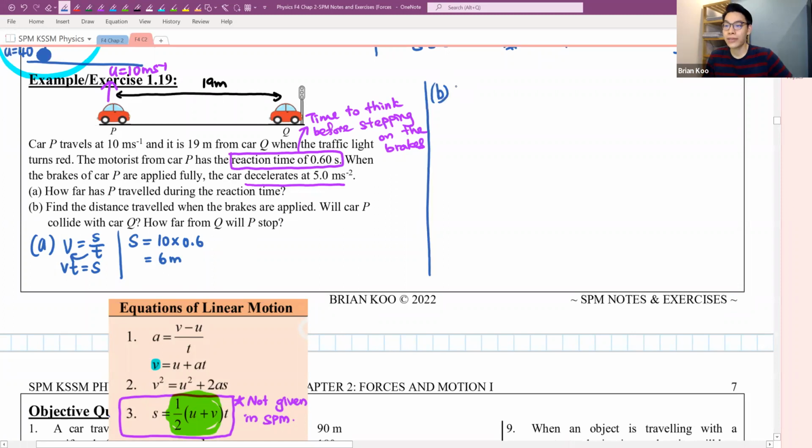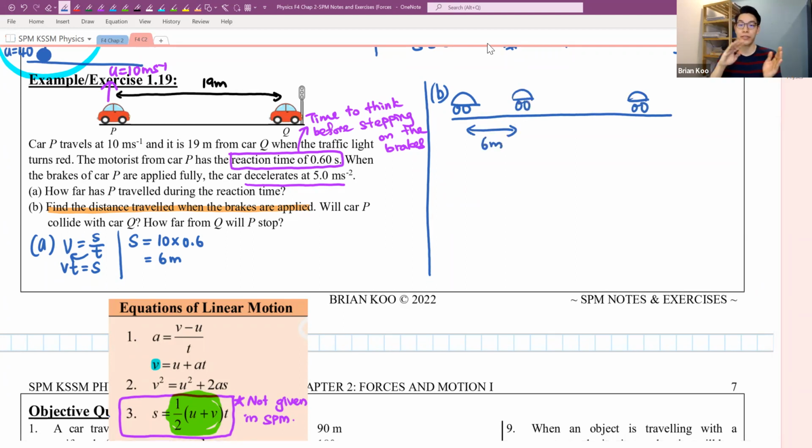Part B, find the distance traveled when the brakes are applied. We do part by part. So you have a car, and at first you travel that 6 meters, but that is when you were still thinking, so the velocity is still the same. By the time you reach here, the velocity is also the same.